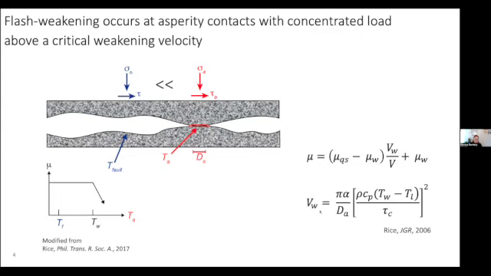That weakening velocity is a function of material properties: your thermal properties of the material, your specific heat, heat diffusion, density. It's also a function of the macroscopic temperature of the fault surface, that's TL here, the breakdown temperature, T1, which is going to be material dependent, your contact shear strength, and then the asperity dimension. We usually assume that asperity contacts are on the order of 5 microns, but that's one of the big unknowns with flash weakening models.